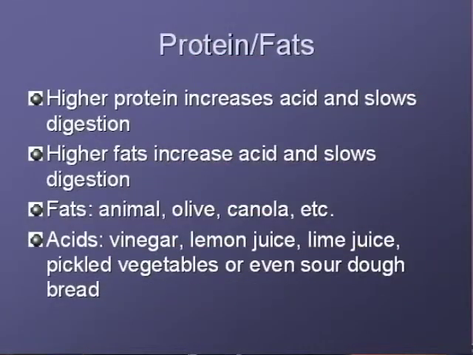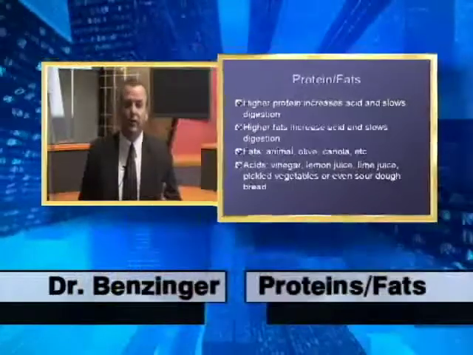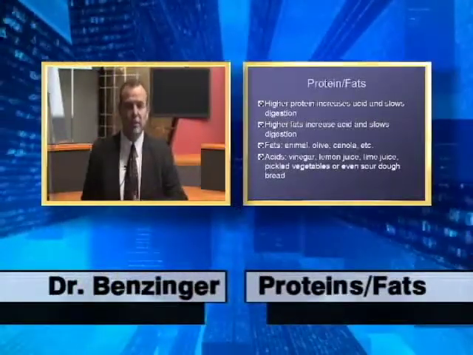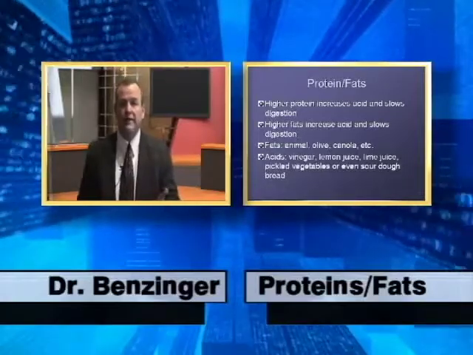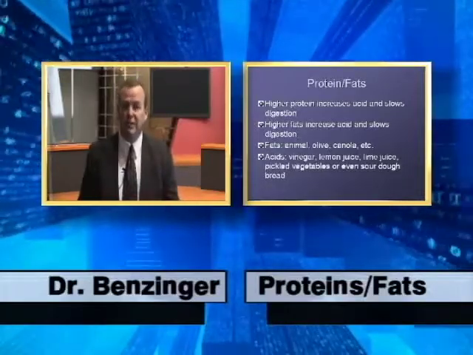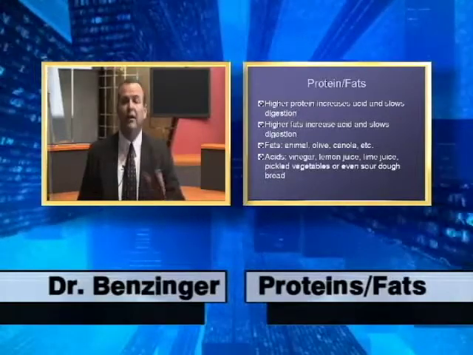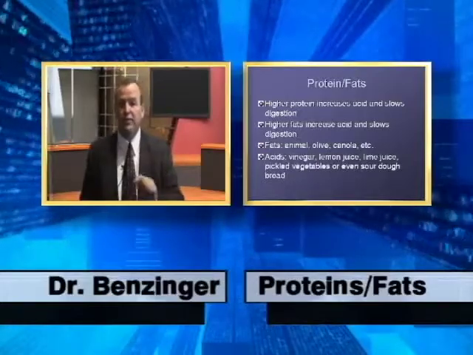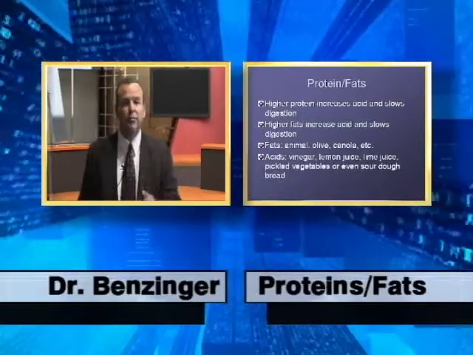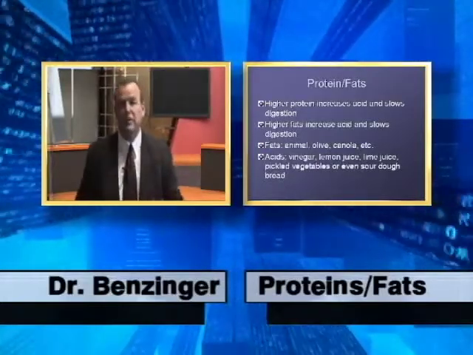So let's look at proteins and fats. Higher protein increases acidity and slows digestion. Interestingly enough, we know that acidic foods seem to help slow the digestion of sugars and slow down the amount of sugar that gets in your bloodstream, affecting diabetes and hypoglycemia. Higher fats increase acid and slow digestion, okay? Same thing, fats and proteins. Interestingly enough, fats and carbs together isn't a good thing, but fats, proteins, and carbs together is a good thing. That combination is very healthy.